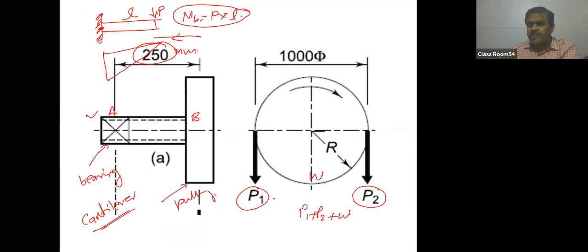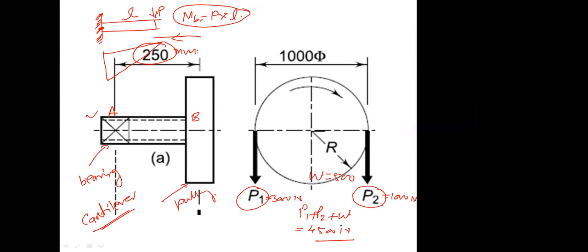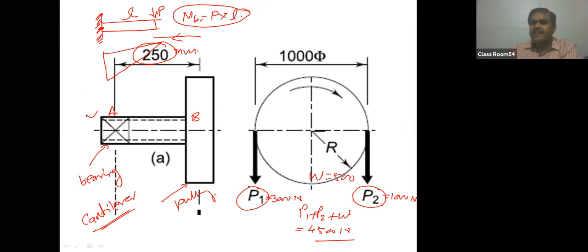3 kilonewton means 3000 Newton, 1 kilonewton means 1000 Newton, and the weight of the pulley is 500 Newton. Then what is the total force? 3000 plus 1000 plus 500. कितना हुआ भाई बताइए? 3000 plus 1000 plus 500. So it is 4500 Newton force coming on the pulley in the vertical direction.